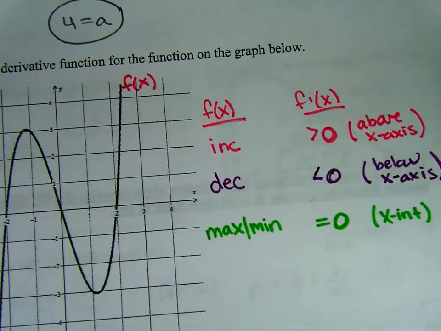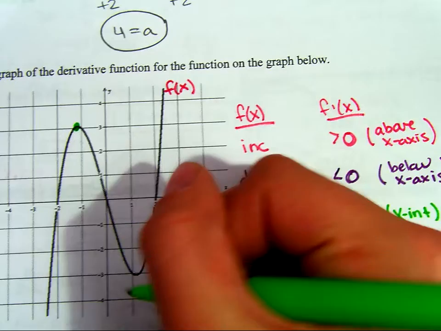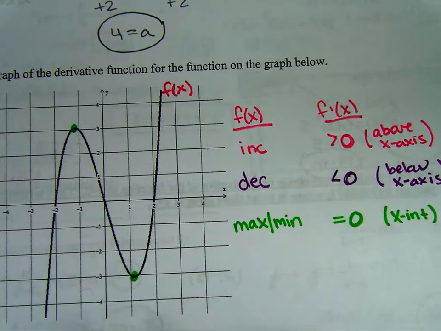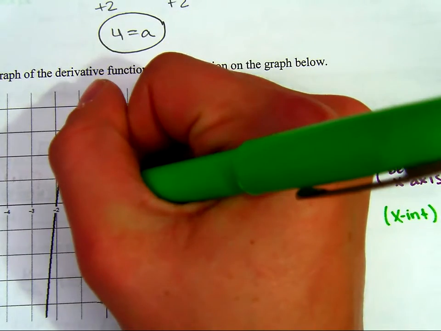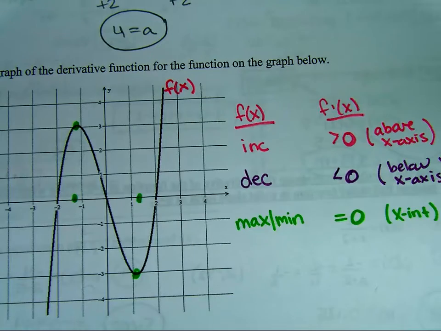All right, so if we look at this, try to zoom out a bit, I see a max right here and a min right here. On our derivative graph, those x values are going to turn into x-intercepts, we said. So just kind of follow it down to the x-axis. We should have an x-intercept there and maybe an x-intercept about here.